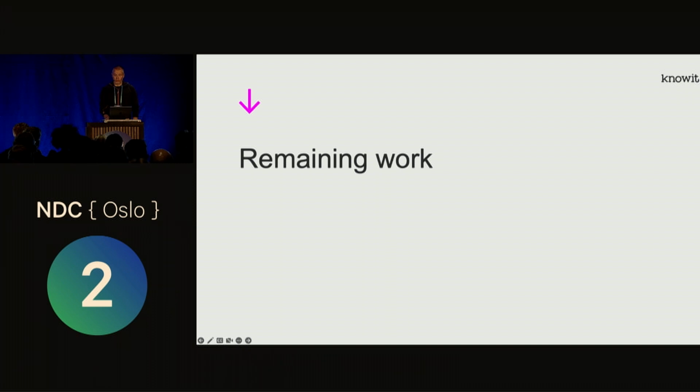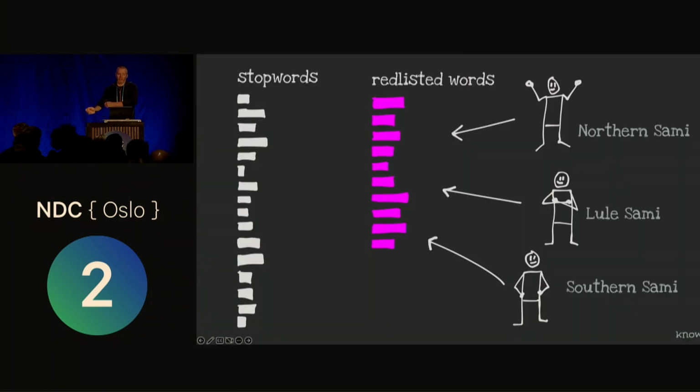So the remaining work for the project, we need 3 people, 1 for each Sami language, to go through the words with the highest stopwordness and add the ones that shouldn't be stopwords to a red list. And maybe these people may need to go through 2, 3, 4, 500 words. It depends on the first word.